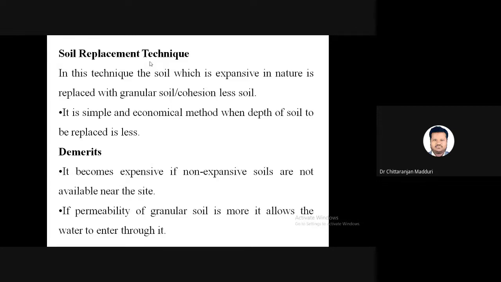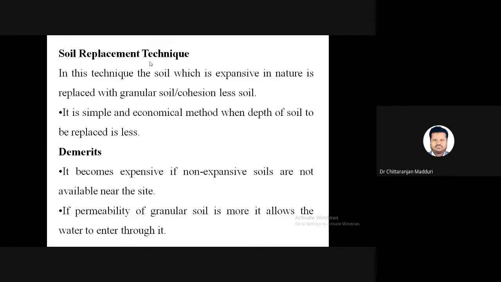The demerit is that it becomes expensive if non-expansive soils are not available near the site. Granular soils and cohesionless soils are non-expansive soils. When these soils are not available near the site, it becomes expensive, because we need to transport the soil from the available site to the construction site.